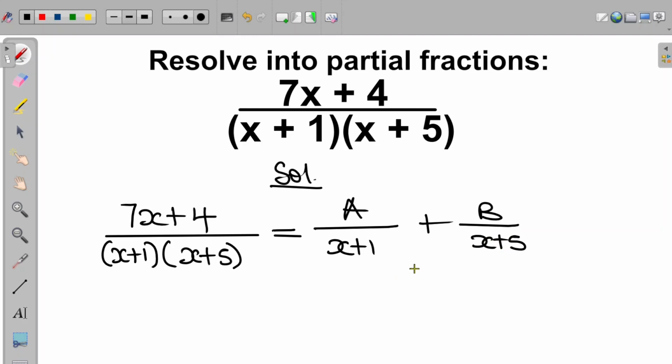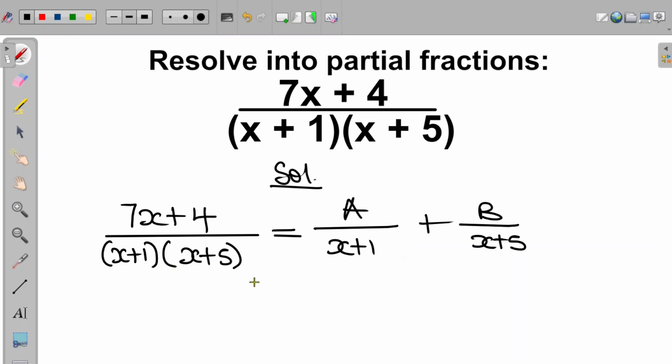Now, if you don't know how I obtained the expression at the right hand side, please watch my video on the rules of resolving partial fractions. That will help you to know how to resolve a partial fraction depending on the denominator given to you.